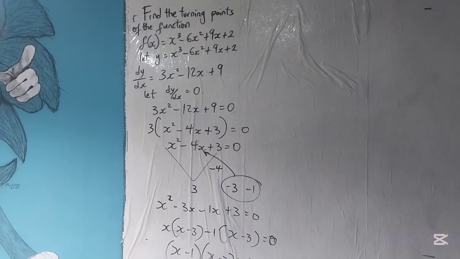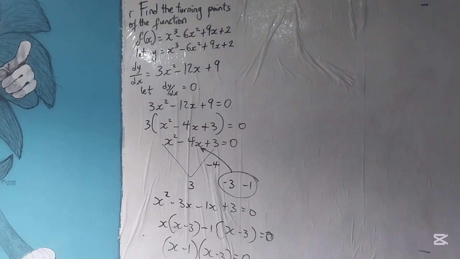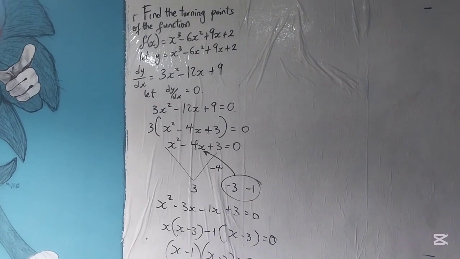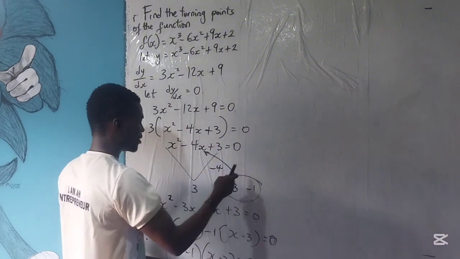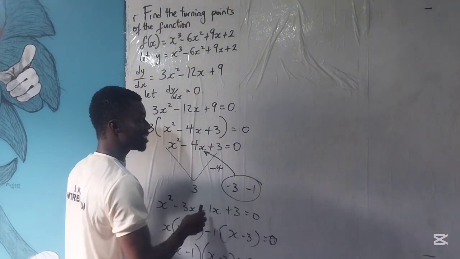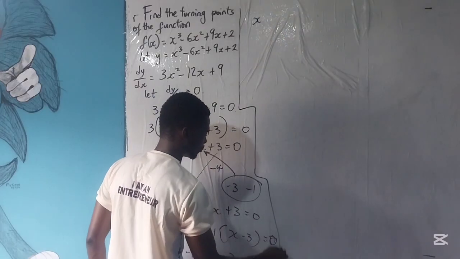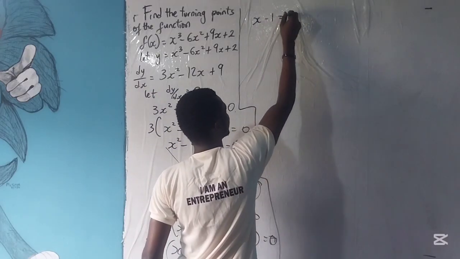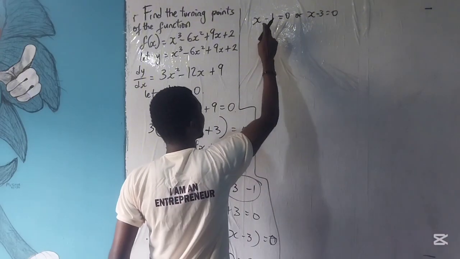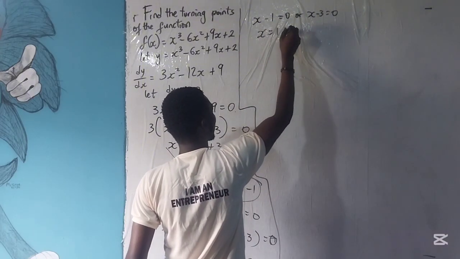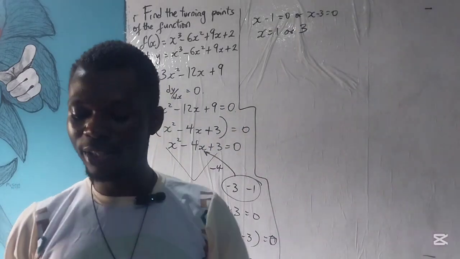So now from here, we can continue. So we have (x - 1)(x - 3) = 0. Going forward to the next part, we need to get x itself. So that means x - 1 = 0 or x - 3 = 0. If you take this, that means x equals 1 or 3, right? Now, we've gotten the two values for x.